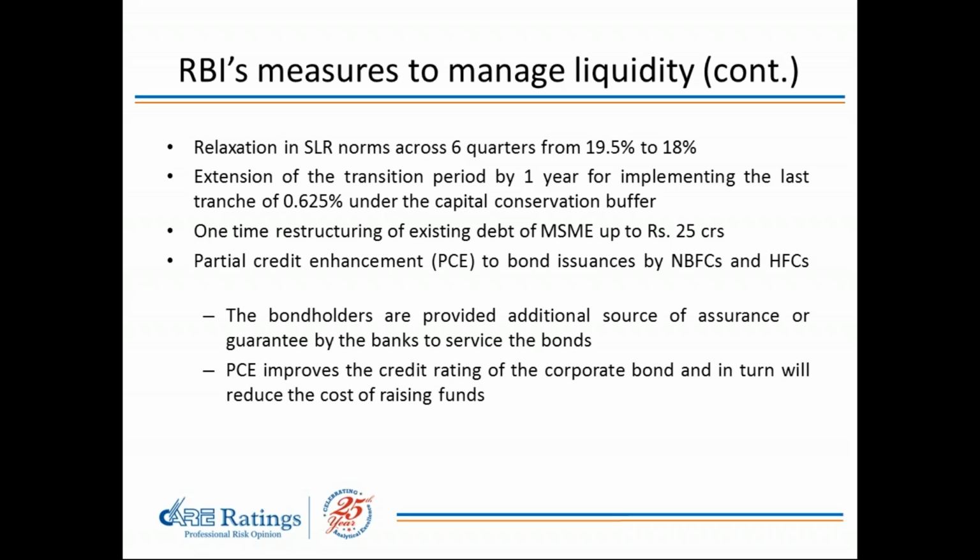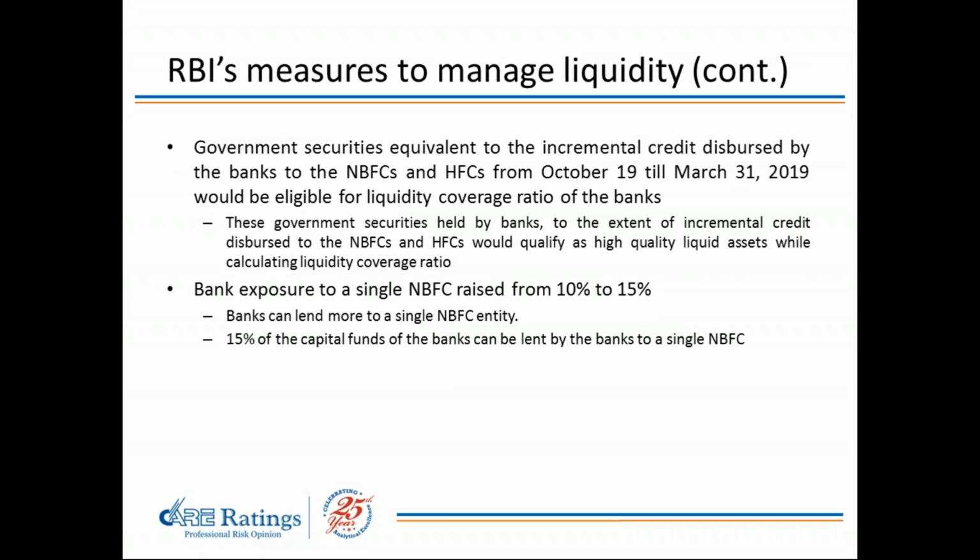Firstly, RBI has told banks to provide partial credit enhancement to bank bonds issued by systemically important non-deposit taking financial companies registered with RBI and HFCs registered with National Housing Bank. In addition, the government securities equivalent to the incremental credit disbursed by the banks to the NBFCs from October 19th to March 31st, 2019 would be eligible for liquidity coverage ratio of the banks. Banks were also permitted to raise exposure to a single NBFC from 10% to 15% until the end of the financial year.